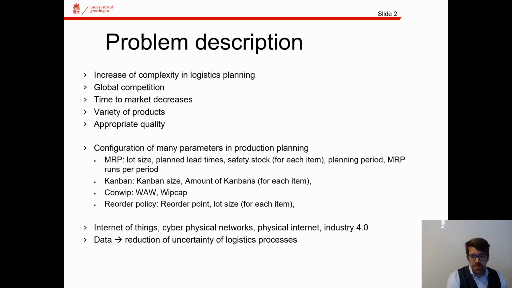And a good thing happening in the last few years is that we can discuss or have methods such as Internet of Things, cyber-physical networks, physical internet, Industry 4.0. The big advantage of those methods is the generation of data. And based on that data, we are able to investigate the quality of the production process or the logistic process. And hopefully, we are able to reduce uncertainties in these production or logistic processes.